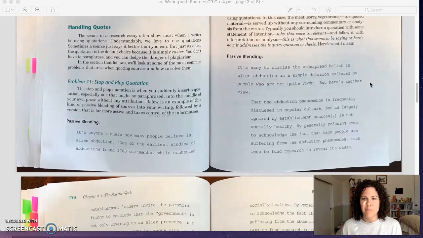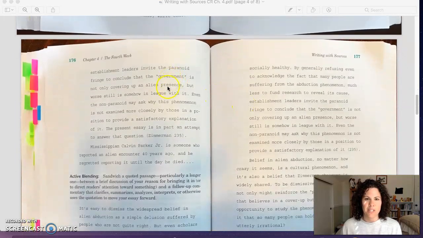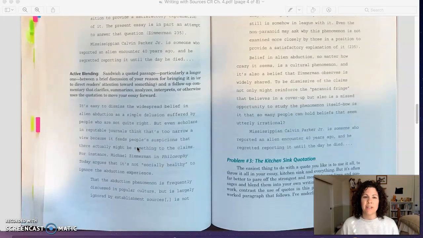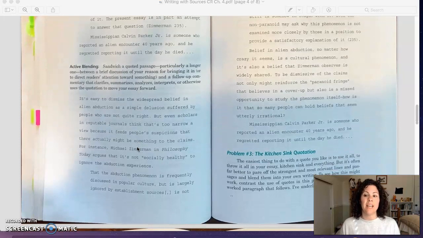So here we have the passive blending, where we just have a little introduction of it's easy to dismiss the widespread belief that alien abduction is simple delusion. And then they just drop in this giant block quotation, and it follows here on page 176. And then at the end, it summarizes a little bit more, but we don't want that. We want active blending, which means you were really thoughtful about what you pulled in and you thought about how that connected. You clarified, you analyzed, you interpreted what it said and why it said that.